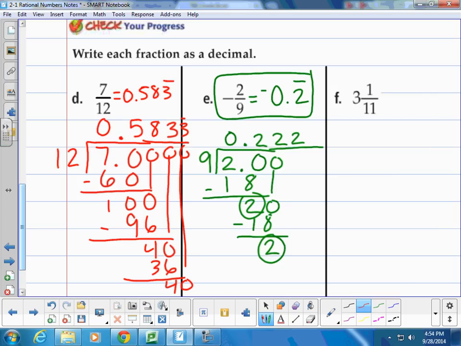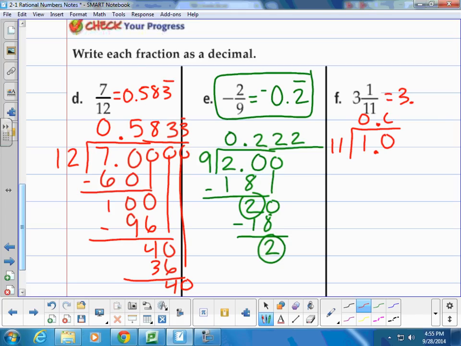3 and 1/11. I know 3 is a whole number, so I know it's going to be 3 and something. So I'm just looking for how many times 11 can go into 1. What part of 11 is 1? So it goes into none.